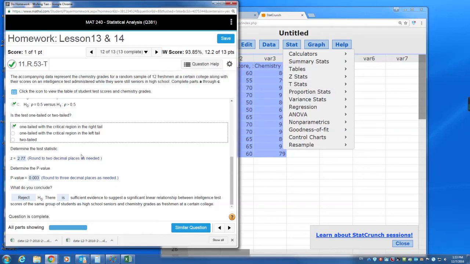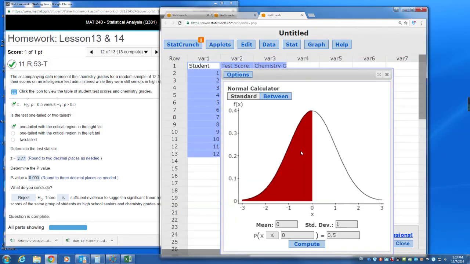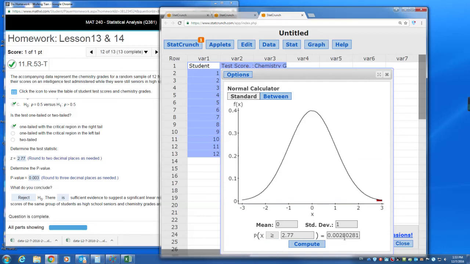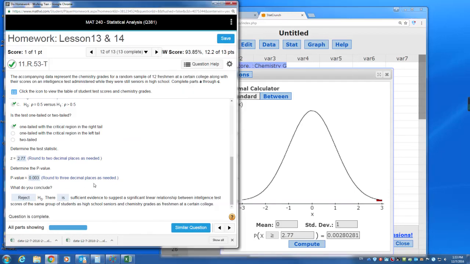Once you have the formula for the z-score, you just use the calculator, and this one actually tells you: if you enter 2.77 and choose bigger than, this is your p-value, 0.0003. Reject, because the p-value is low. The null hypothesis must go.